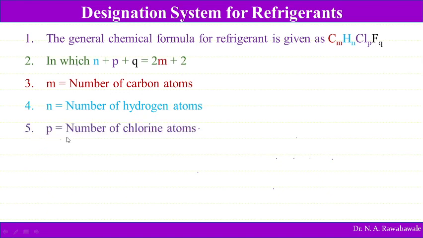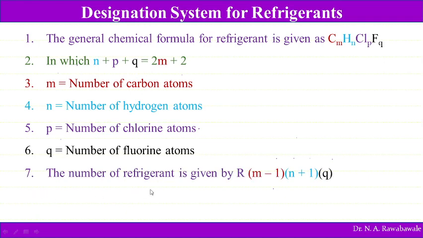Then p is the number of chlorine atoms. And q is the number of fluorine atoms. So here q is the number of fluorine atoms.